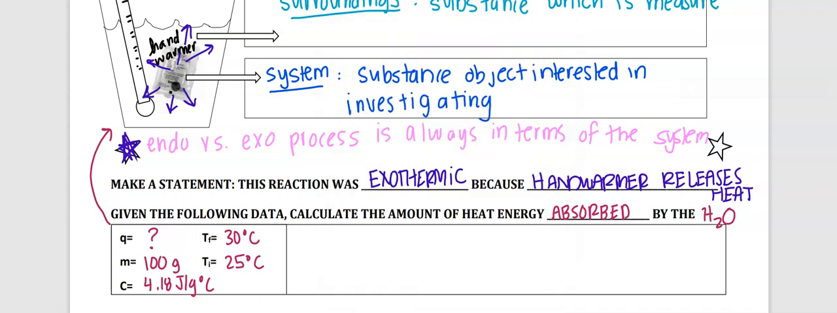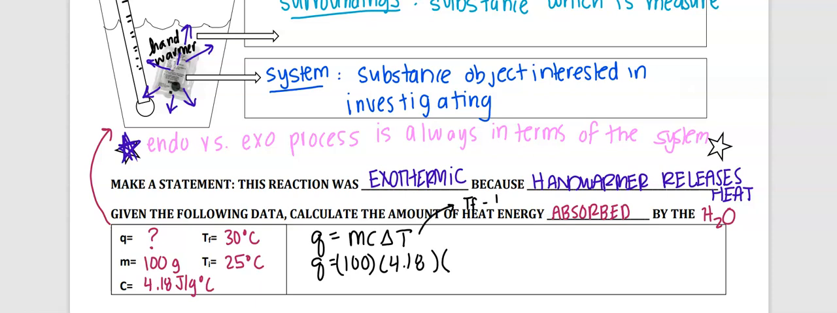So we end up with Q equals MC delta T. Q equals 100 times 4.18 times delta T, TF, remember that's TF minus TI. So we're going to get 30 degrees minus 25 degrees. Okay, and our Q value here, let me just calculate this really quick. So 4.18 times 100, times 5 gives us 2,090 joules of energy. Now, this is the energy that was absorbed by the water.